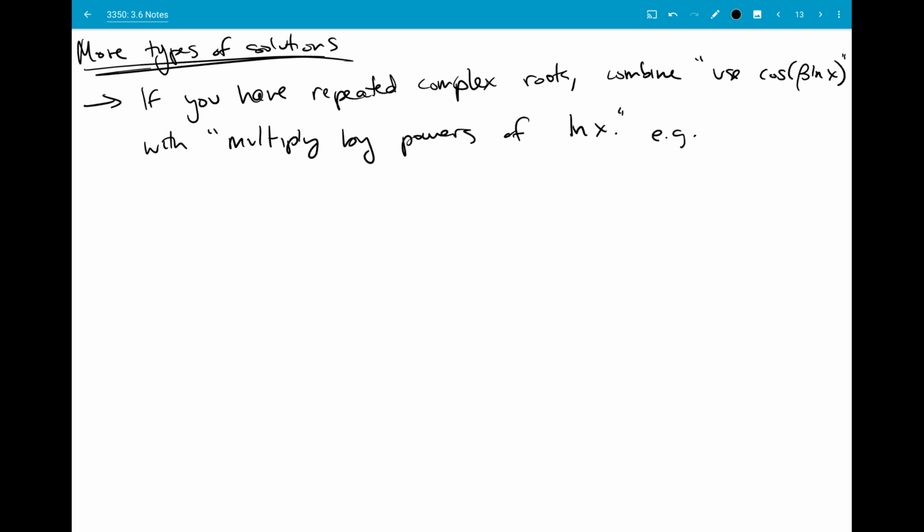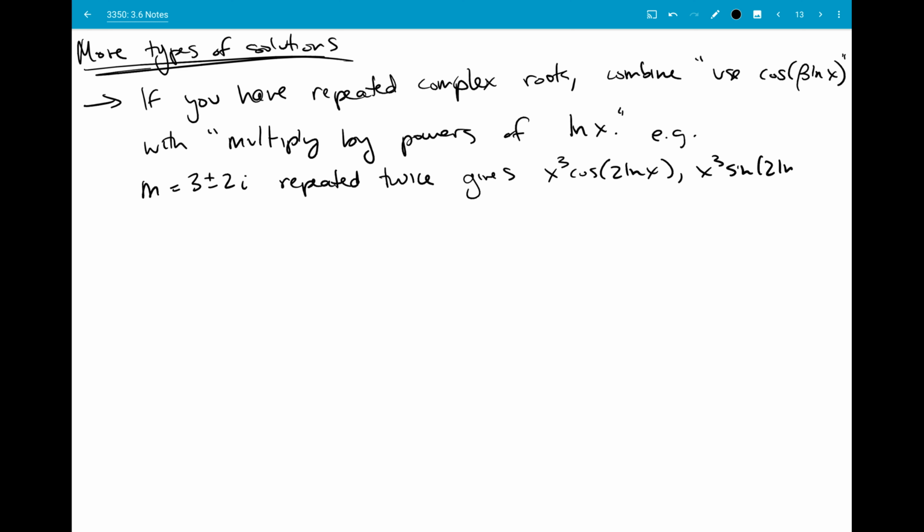So for example, m equal to, let's see, 3 plus or minus 2i repeated twice gives you your x cubed cosine of 2 ln x, your x cubed sine of 2 ln x. That's just the complex rule.